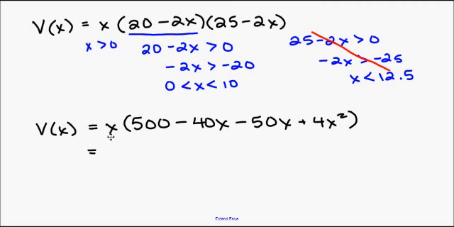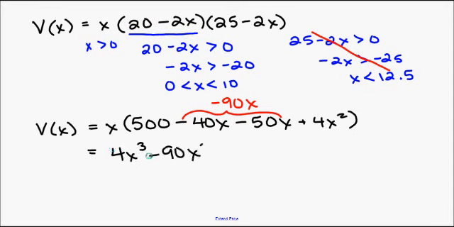Okay, now I need to distribute this x. But before that, I'm going to combine some like terms. So these two become a negative 90x. I'm also going to reorder. So x times 4x squared is 4x cubed minus 90x squared plus 500x. So this is my volume model.